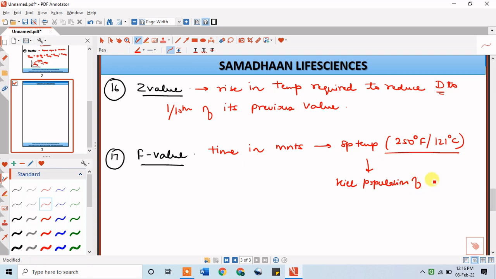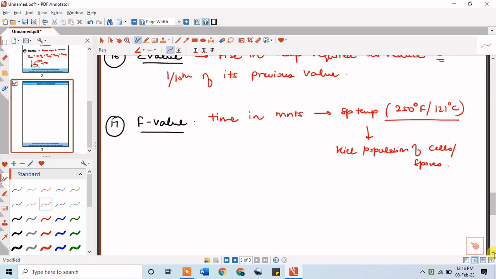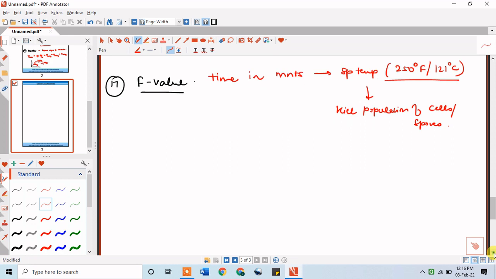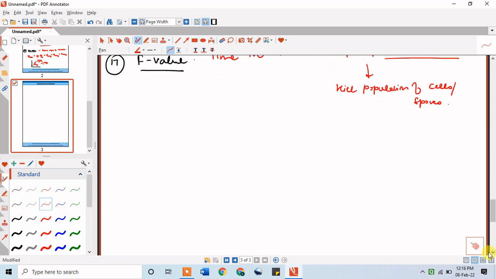स्पोर्स या सेल्स के पॉपुलेशन को if I want to kill तो कितनी देर के लिए रखना पड़ेगा? This is given as F value. ये आपकी F value है.